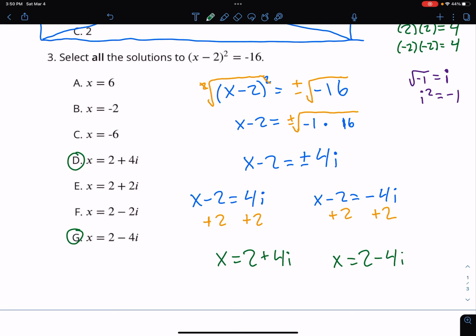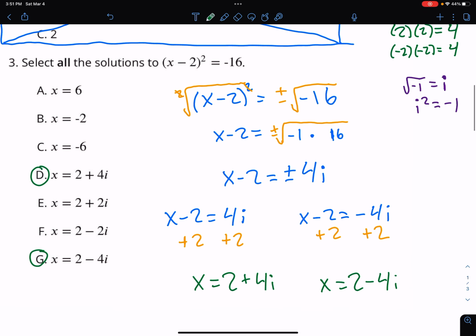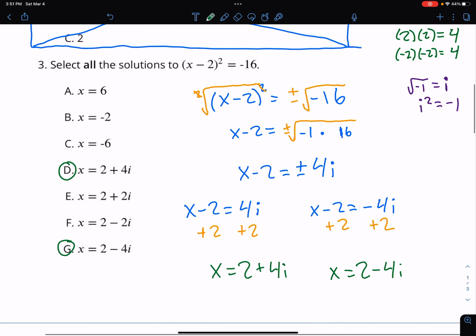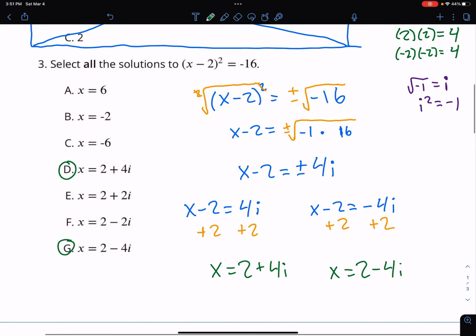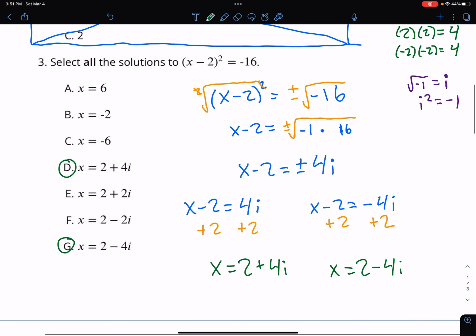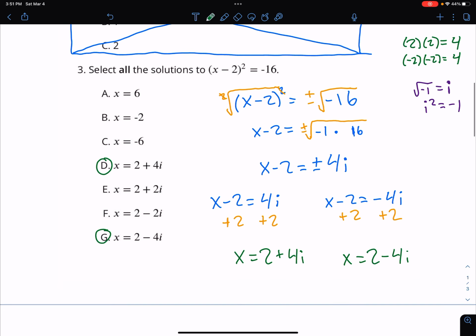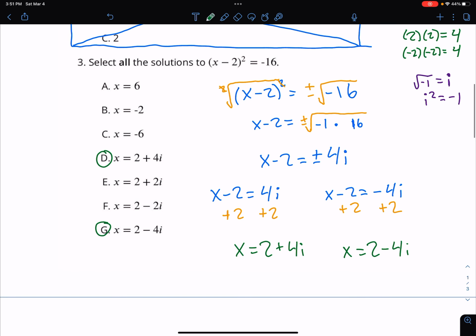And there you go. That's how you do that. You just have to remember to take a square root to get something out from under that exponent of 2. If you do something on one side, do it to both. Remember, if you take a square root, you can have a positive and a negative solution. And we're going to use i to get rid of the negative. And that's about it.